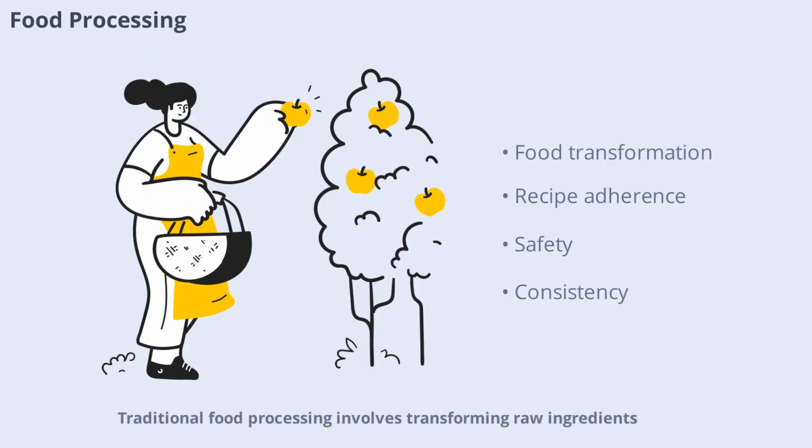Traditional food processing involves transforming raw ingredients into packaged foods using established recipes and methods. Factories may bake bread, can vegetables, or process dairy products, relying on both machines and skilled workers. Consistency and safety are top priorities in this sector.